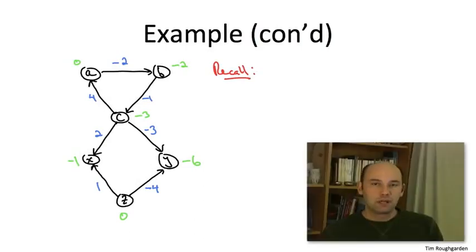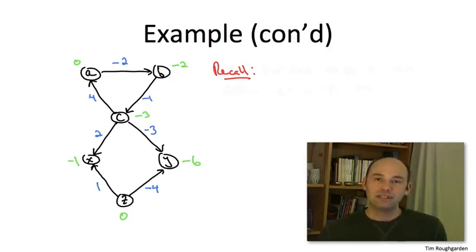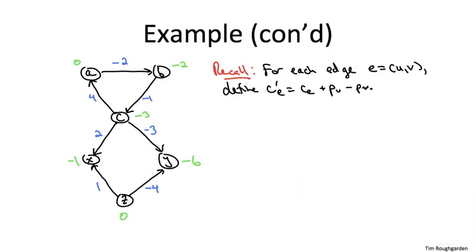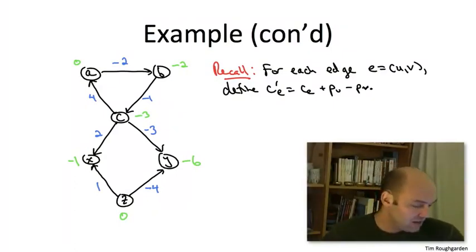So let's recall the formula for the reweighting technique. Given vertex weights like these, you define the new length c prime e of an edge e, say from u to v, as its original length c_e plus the weight of its tail, p sub u, minus the weight of its head, p sub v. So let's just do this computation for each of the 7 edges.